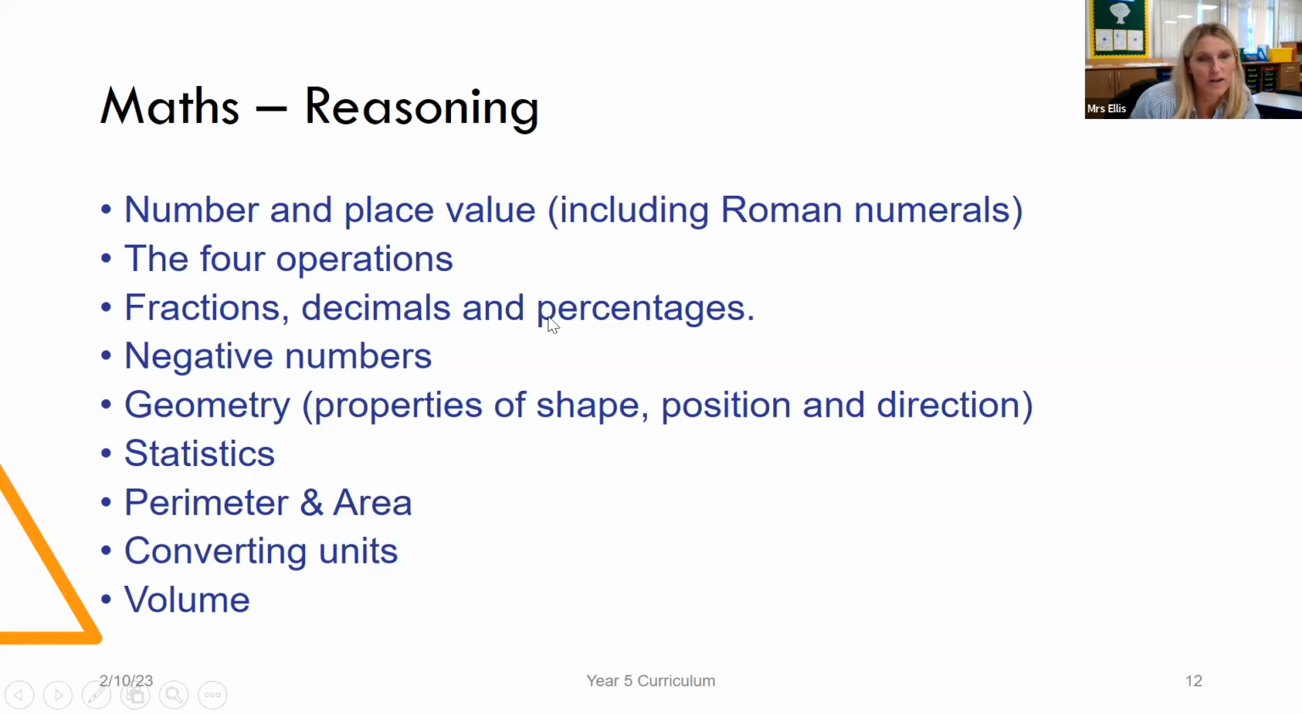We have a huge section on fractions, decimals, and percentages, a small little topic looking at negative numbers, and then we look at all those extra topics that build on from our big number heavy topics as well. So geometry, which includes shape, position, direction, statistics, perimeter and area, converting units, which is another one that children often struggle with, going from meters to centimeters, millimeters to centimeters to meters, kilograms to grams. So again, you can pick up on that lots of times in the home as well. And then we have a small topic on volume at the end of the year as well.